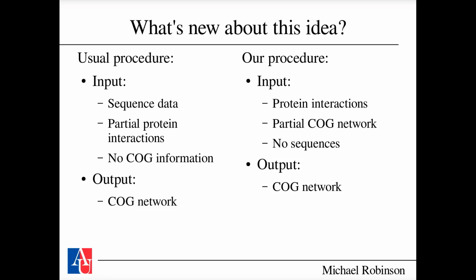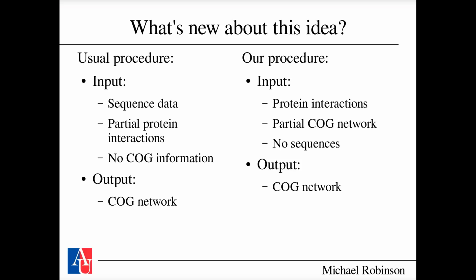Well, the usual procedure that people in bioinformatics tend to do is they focus on the sequences. They take the sequence data, they've got partial protein interactions to inform which proteins they're going to look at, no COGs information to start with, and they produce the COG network purely from that sequence data.